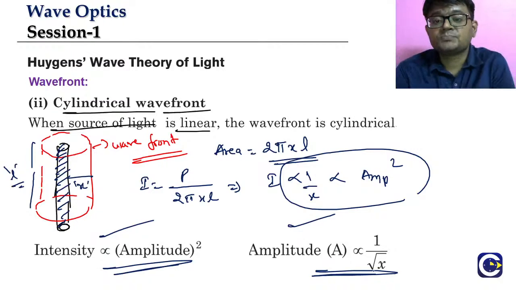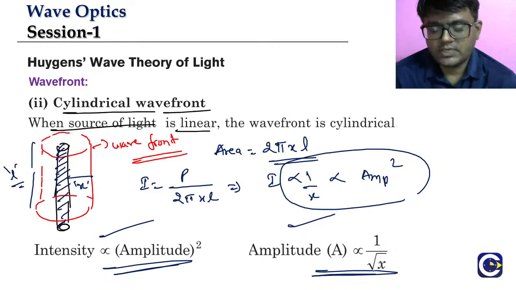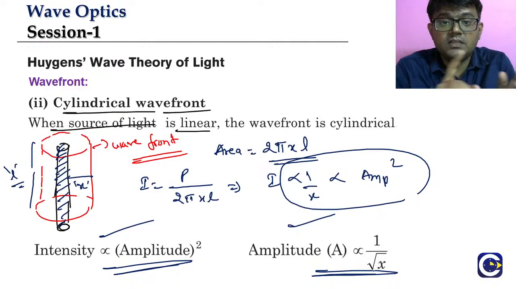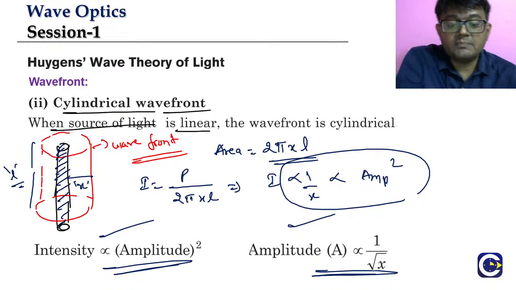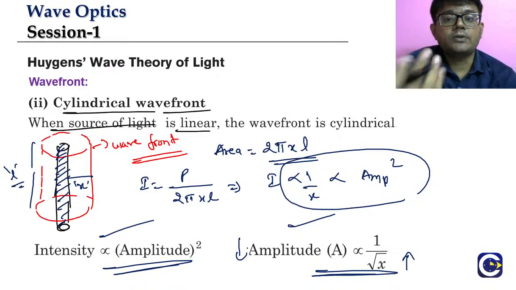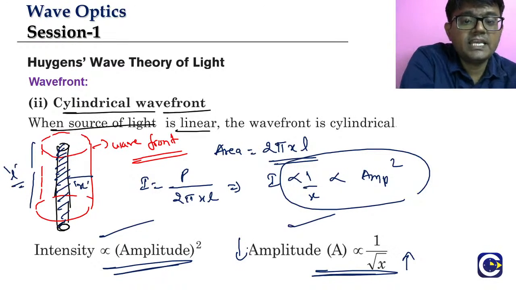This is about the cylindrical wavefront. Again here the relation is changing. For spherical, amplitude is proportional to 1 by x. For cylindrical, amplitude is proportional to 1 by root x. But the same thing holds here: as x increases, since root x is in the denominator, the amplitude value is going to decrease. Okay, so this is about the cylindrical wavefront.